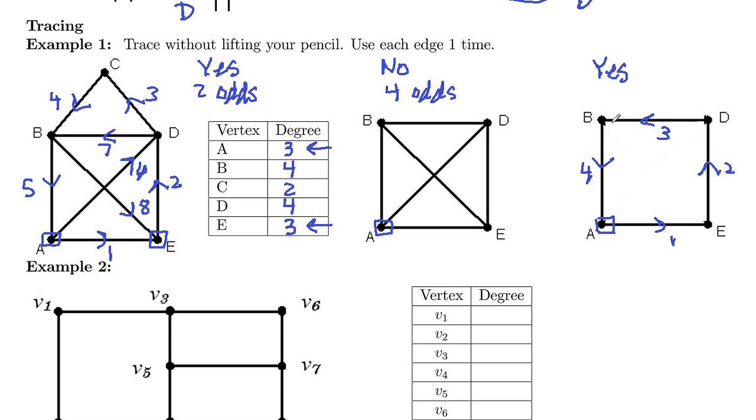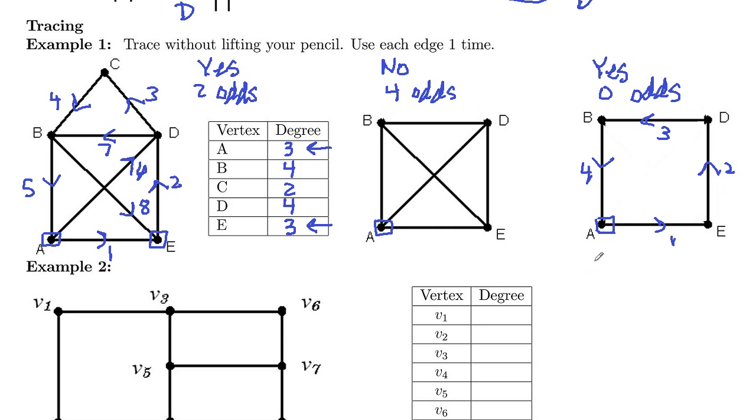And the degree of all these vertices is 2. So this has 0 odds. So if we had 2 odds, notice that the odd vertices A and E, those were the start and the end of our tracing. If we had more than 2 odds, we could not trace. If we had 0 odds, it didn't matter where we start because we could just go round in a cycle.